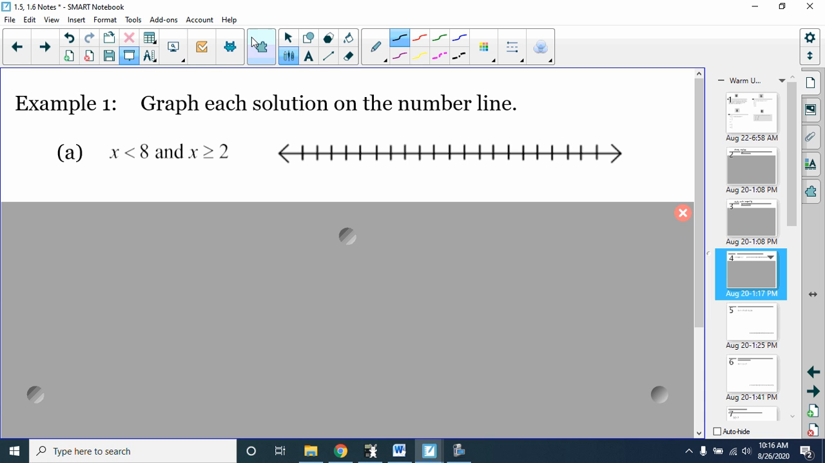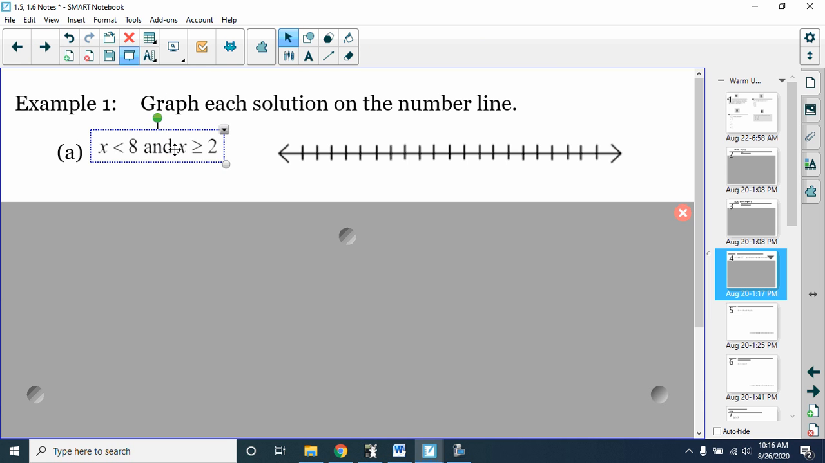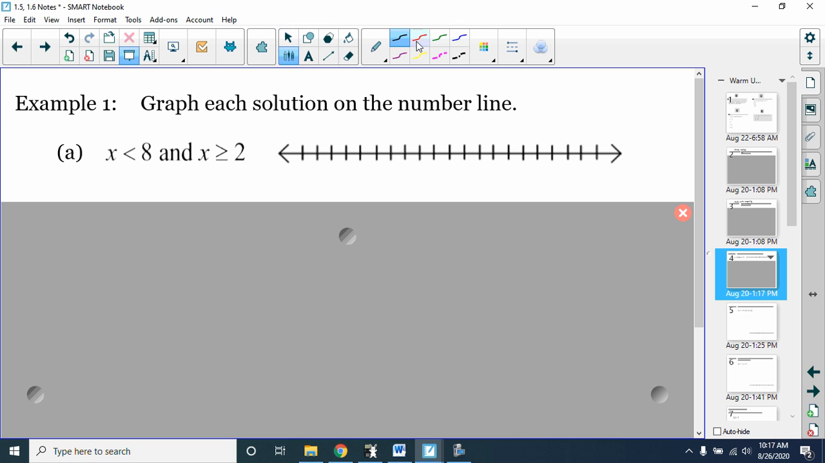So for example 1 here, we are asked to graph on the number line x is less than 8 and x is also greater than or equal to 2. To do that, because it's an and statement, we are looking for where these two graphs overlap one another. So up above here, I'm going to graph each one individually. X is less than 8 looks like that. X is greater than or equal to 2 looks like that.